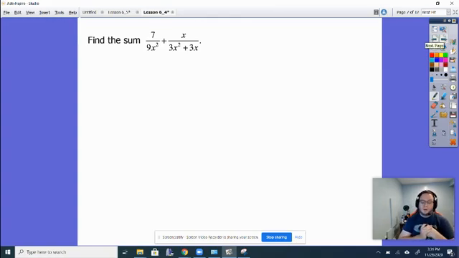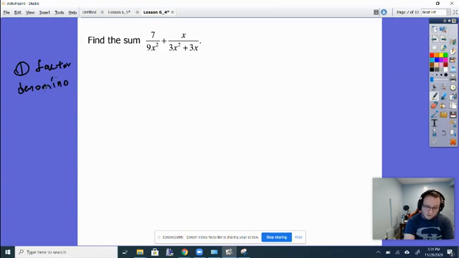So first step on all of these, factor everything. Just go ahead and do it. And really, you're looking at the denominator, because that's going to be your biggest issue. So step one, factor denominators. You can hold off on the numerators for now if they are factorable. These ones aren't, but if they are, you can hold off on them for now.